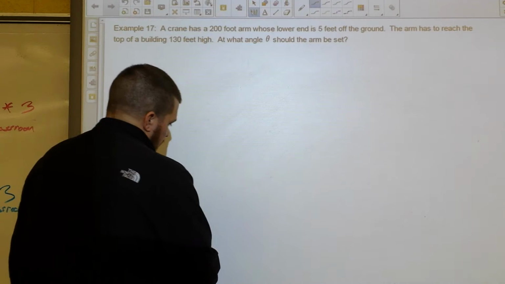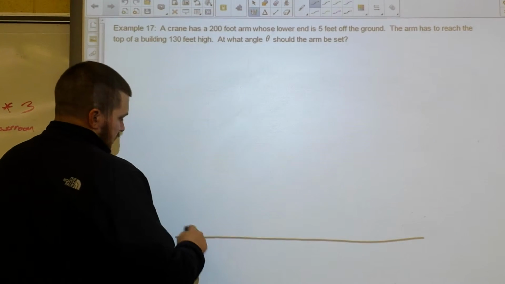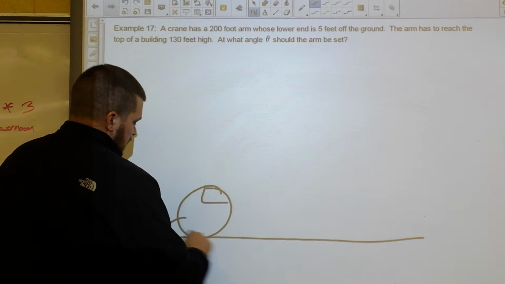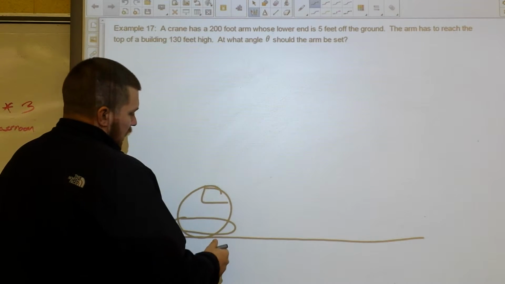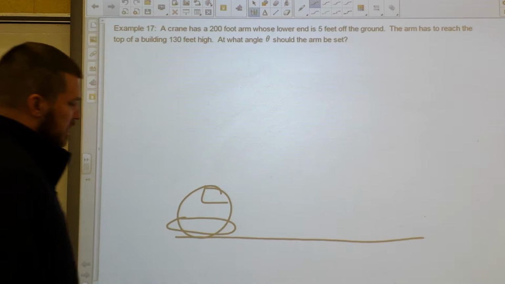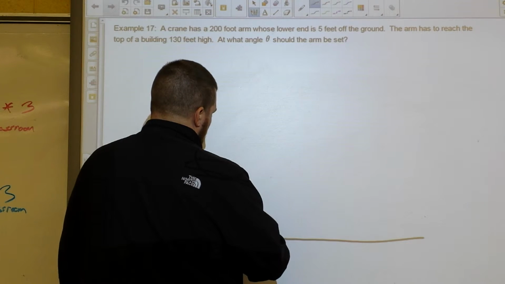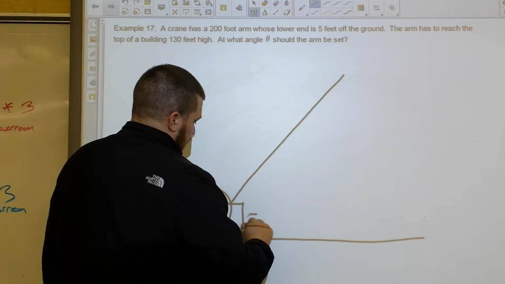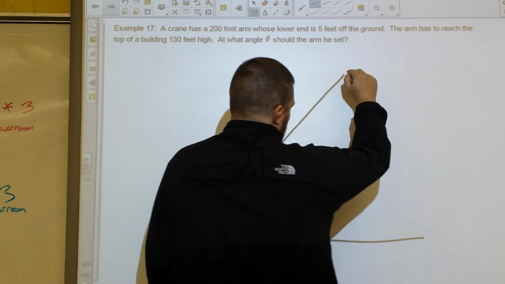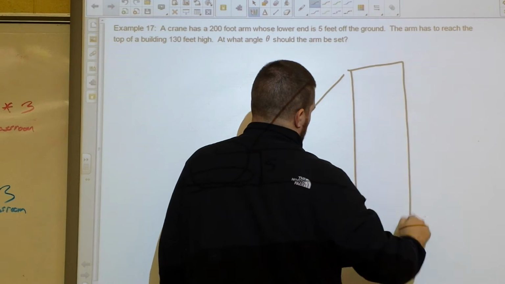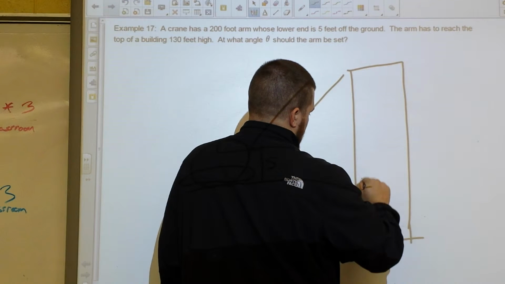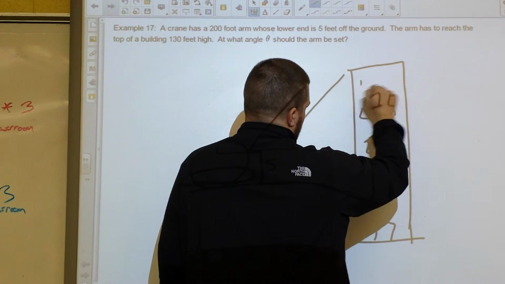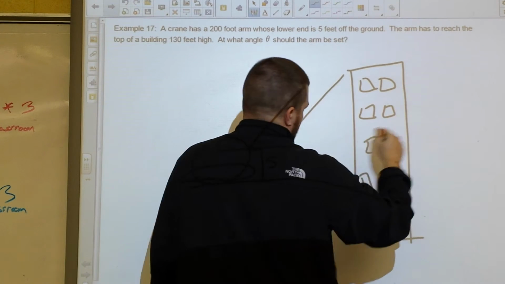I'm going to start off by drawing the ground. My crane is sitting on the ground, and it's just a sketch. So here's my crane. He's got some tires. All right, and yeah, that's a pretty crappy drawing, but again, I'm not an artist. And we're told that the crane's arm is 5 feet off the ground. So here's the crane's arm, it's 5 feet off the ground. And it needs to reach the top of the building. So it's got some windows and stuff in it. So the top of the building, that's 130 feet tall.